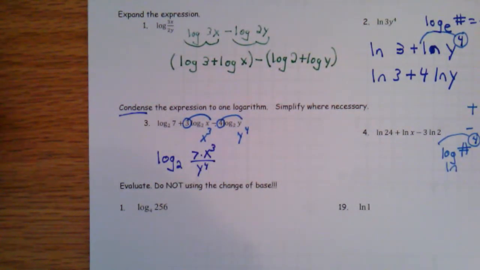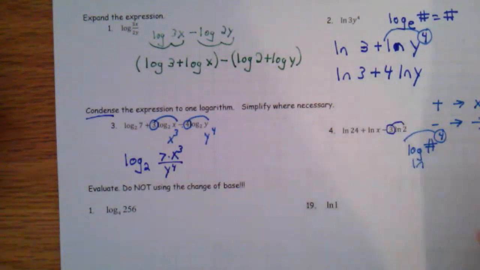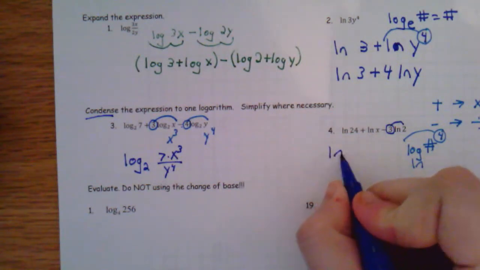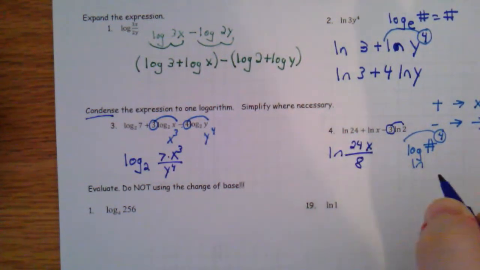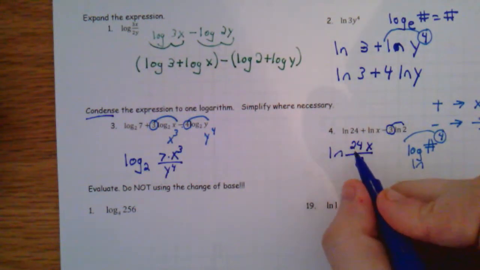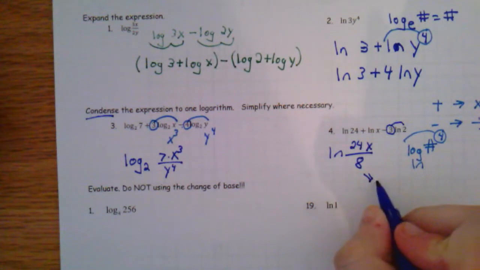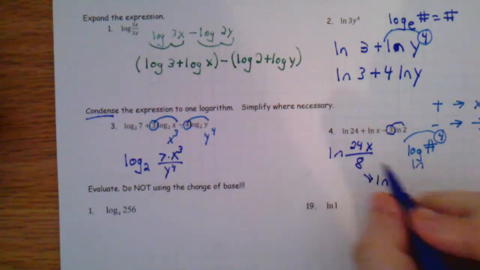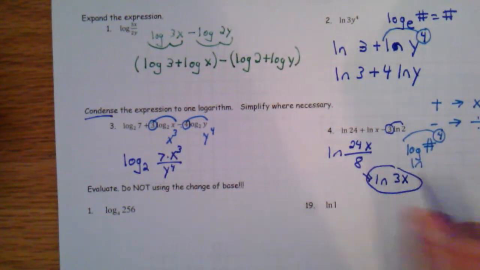It's completely simplified. I know that problem number 4, when you simplify this, you're going to make that your exponent. You really will get an ln of 24x divided by 8. The 24 and the 8 are allowed to be simplified. So you can go ahead and turn that into the ln. 24 divided by 8 gives you 3x, and that would be your final answer for that one.